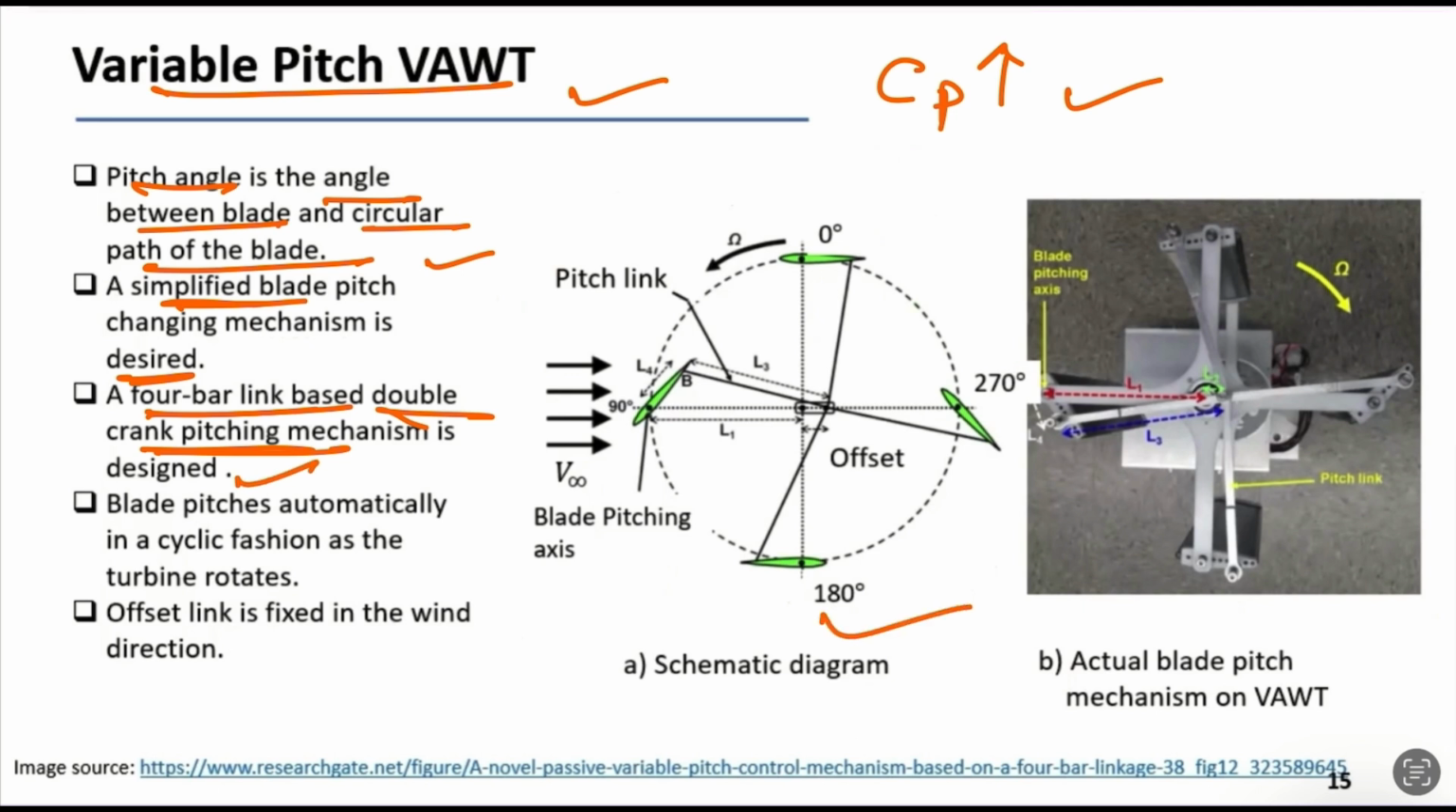When the turbine rotates, the blade pitch changes automatically in a cyclic fashion as the turbine rotates. Here, the offset link is fixed in the wind direction. You can see how the pitch angle varies. The blade has a 0-degree angle with the circular path of the blade here, 90 degrees here, 180 degrees here, and 270 degrees here. The pitch angle is always changing. This 4-bar mechanism will be explained in the next slide.